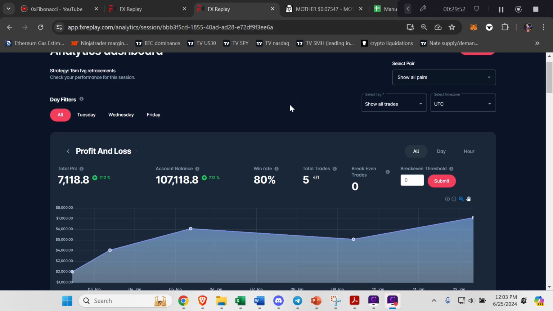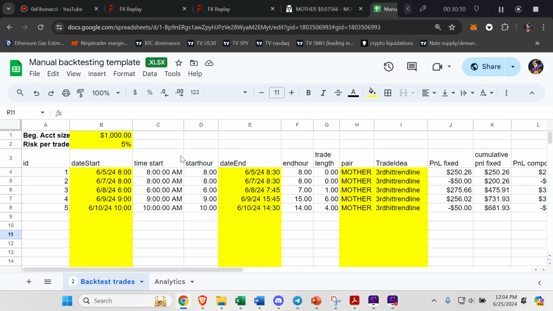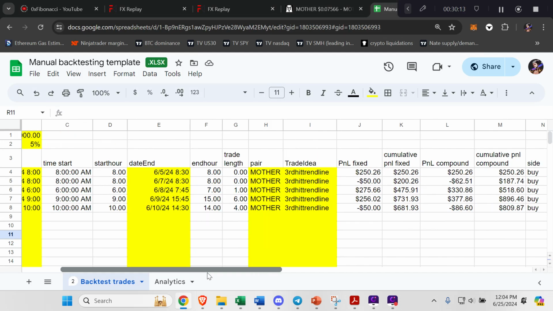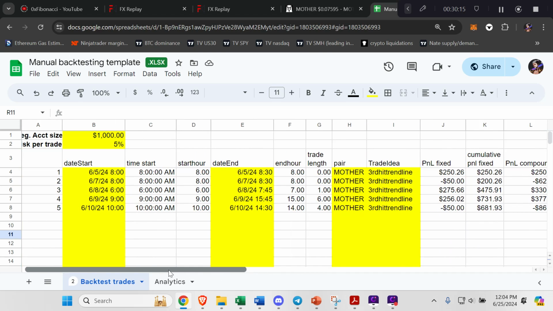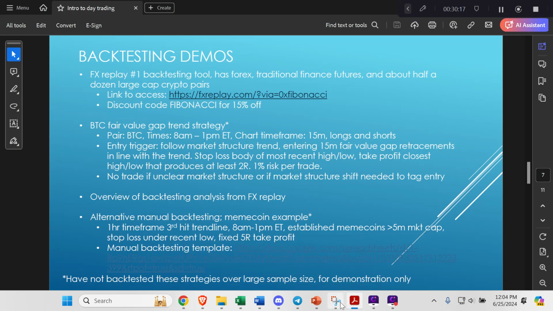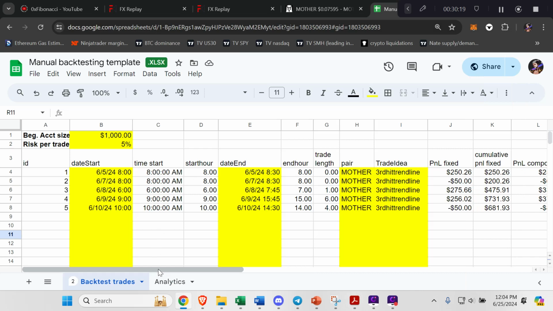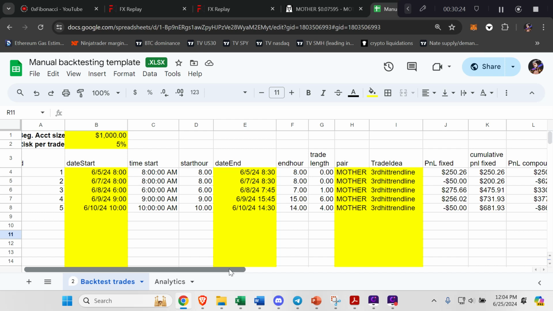So obviously for a lot of you that trade crypto, there's only 6 pairs in FX Replay for crypto, and if you trade smaller cap altcoins or meme coins, you don't really have, at least as of yet, similar software for them. So I wanted to give you guys a manual alternative, and I basically built this custom Google Sheet that I linked in the presentation that you guys can access if you want, and it requires more manual inputs, but it gives you a lot of the same insights.